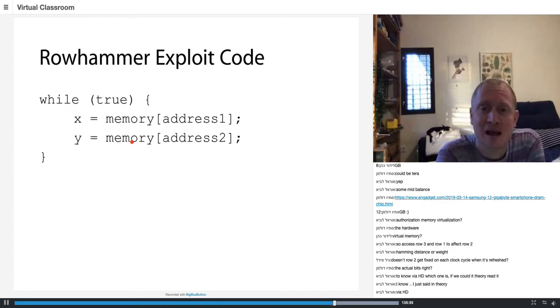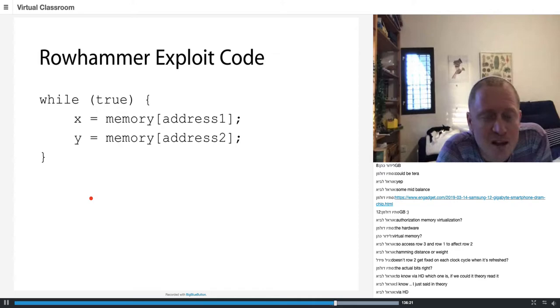And what I do is I access address number one. This opens the row where address number one is hosted. And then I access address number two. To do this, the memory has to close row number one and open row number two. And then I do it again and again and again. After I do this a bunch of times, I start getting bit flips.